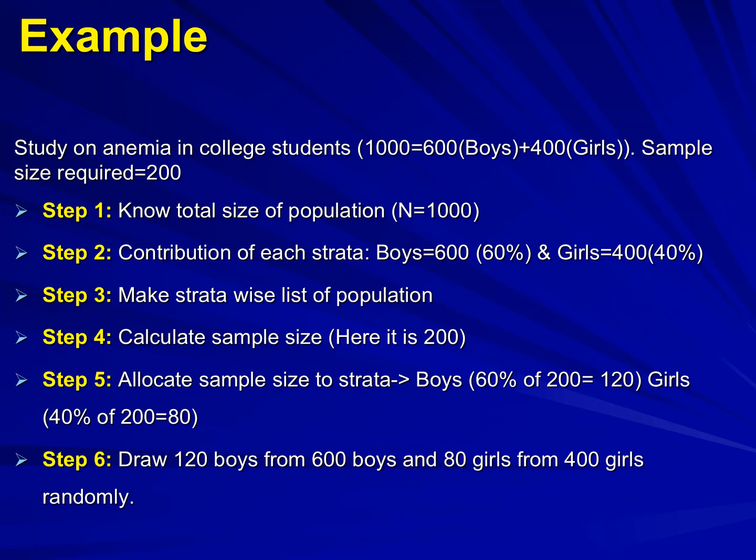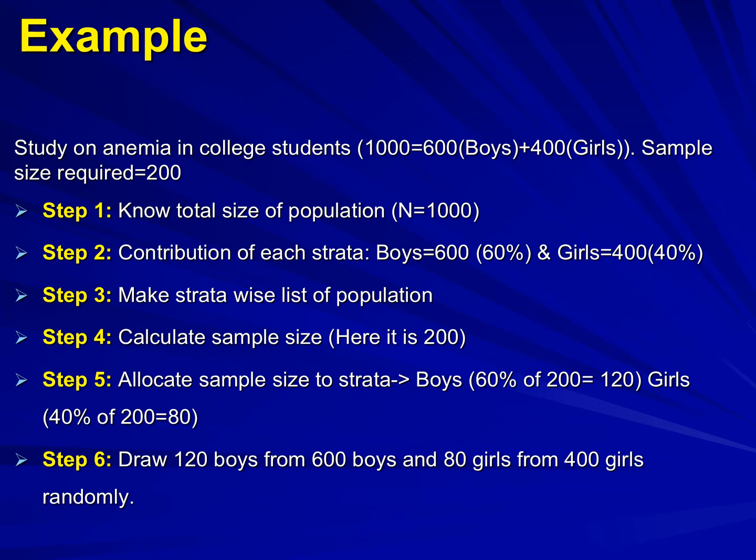Now here the word proportionate comes in. As the proportion of boys is 60% and the proportion of girls is 40% in the total population of 1000 students, we have to allocate the sample size in a similar proportion. So 60% of that 200 sample, that is 120, should be boys, and 40% of 200, that means 80, should be girls. So that is why the term proportionate sampling comes.